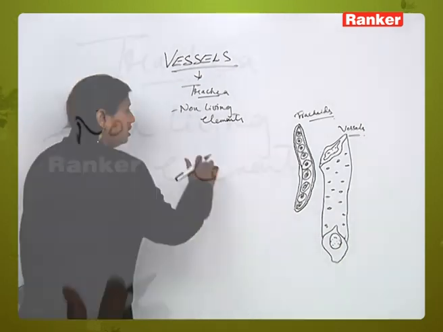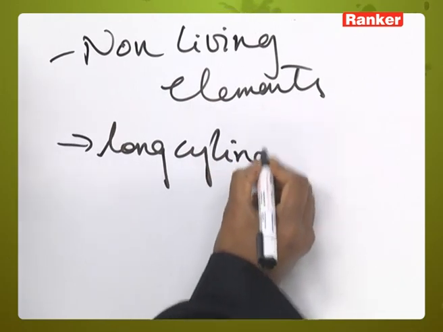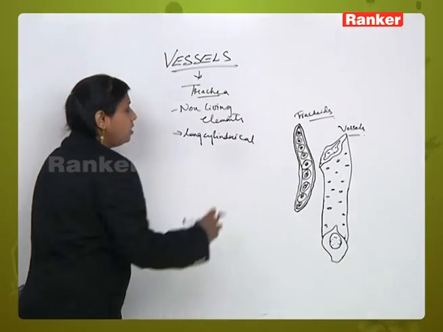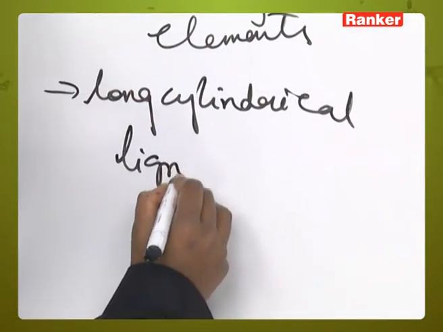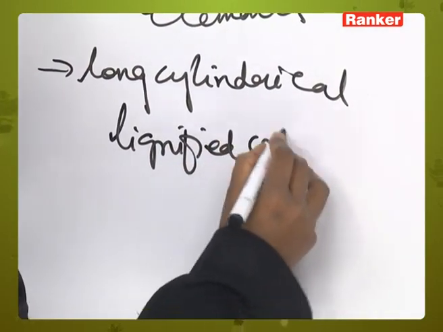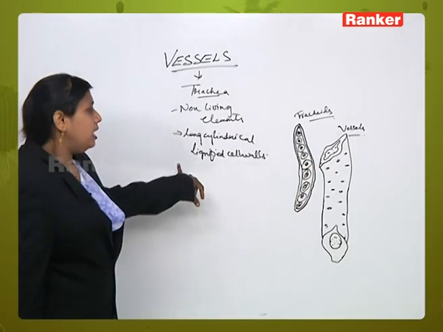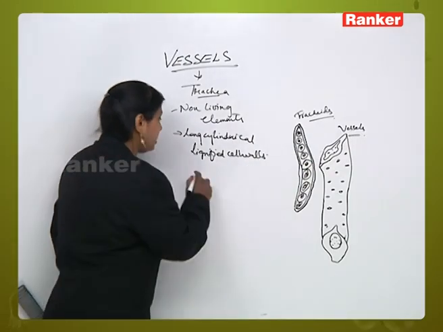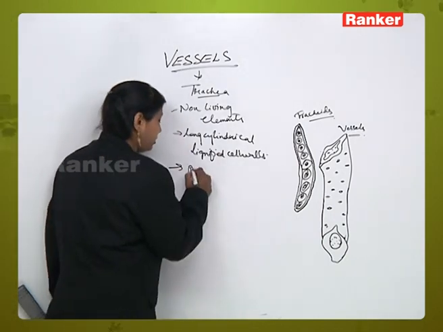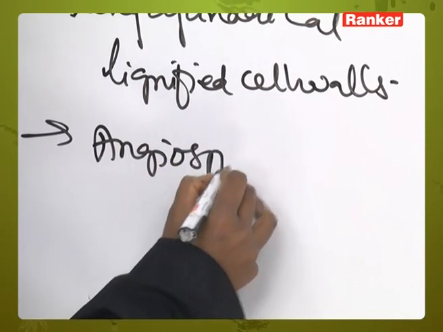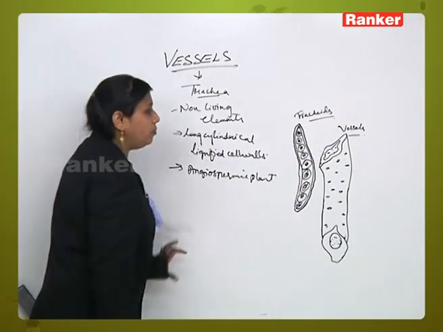Okay, now these are long cylindrical tubes made up of lignified cell walls. Now this presence of vessels is a characteristic feature of the angiospermic plants.